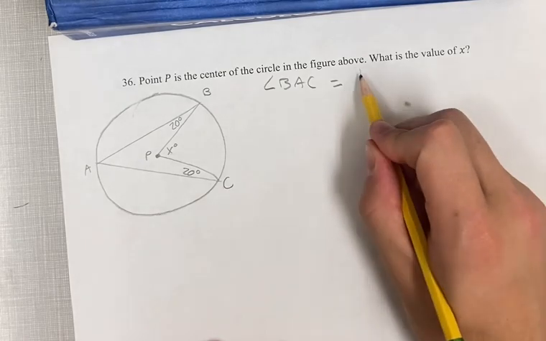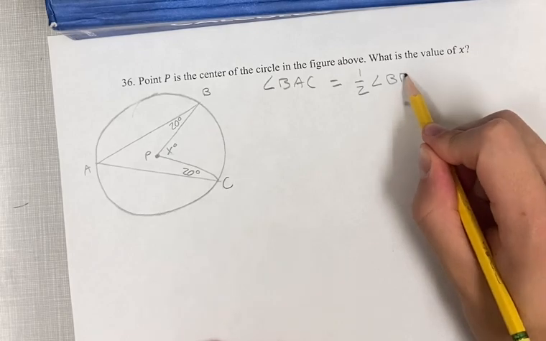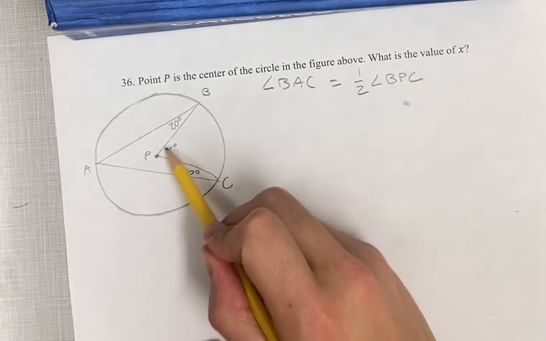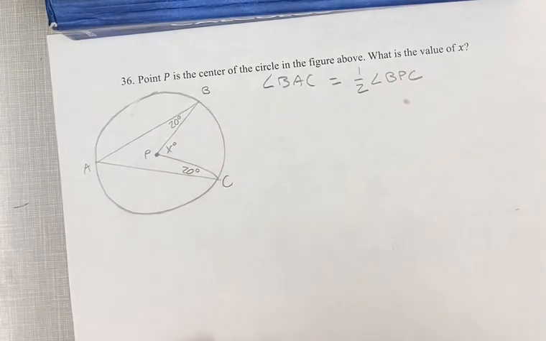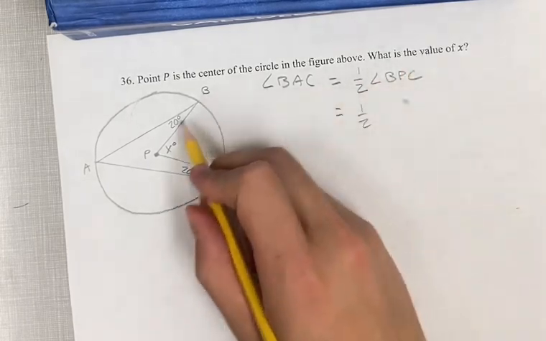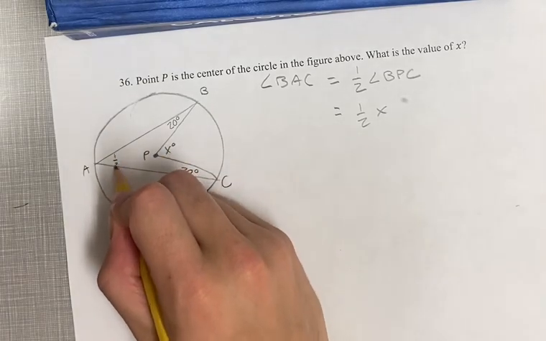We know that this is 1/2 of angle BPC. It's 1/2 of the central angle, which means it's an angle going through the center with the same points. So we know that it's therefore 1/2, and angle BPC is X, so it's equal to 1/2 X. So we write 1/2 X there.